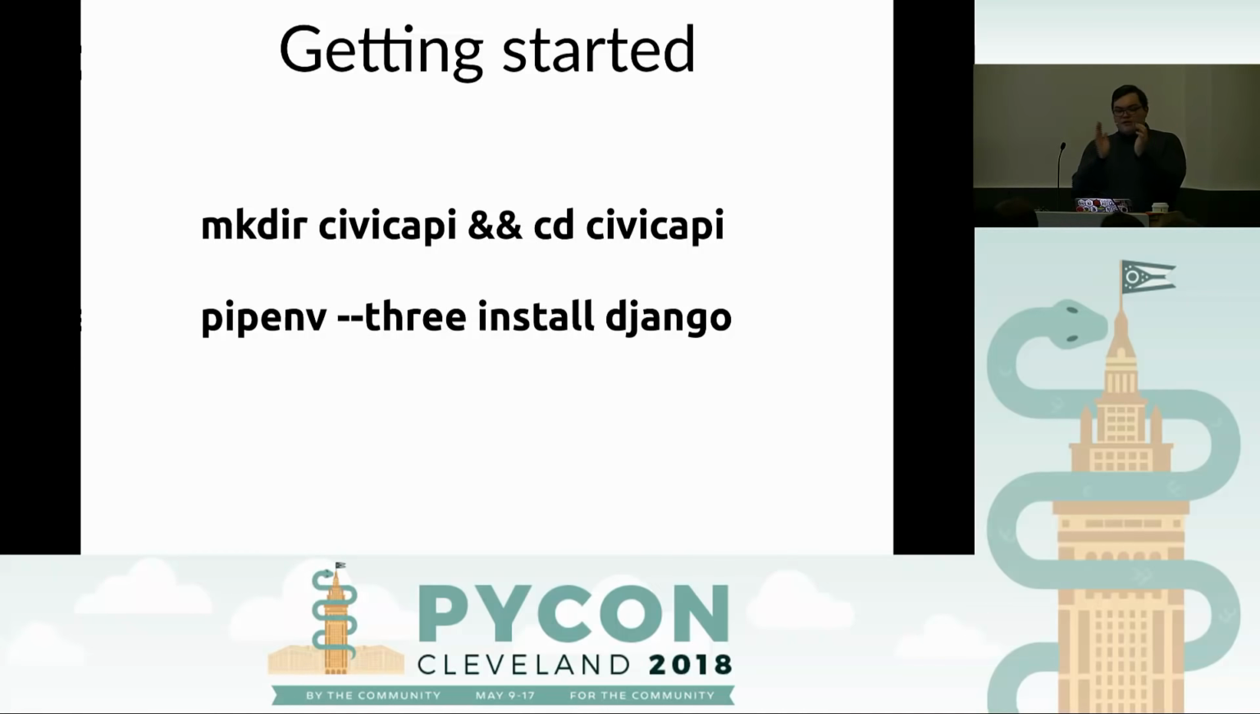So we're going to start by making a directory called Civic API and going into that directory, and then setting up a Pipenv environment and installing Django with it. I'll give everybody a minute to try to do that with your pair. Once you're done, put up a green sticky on your laptop. Hopefully this is going to be a quick step, but if not, that's totally fine.